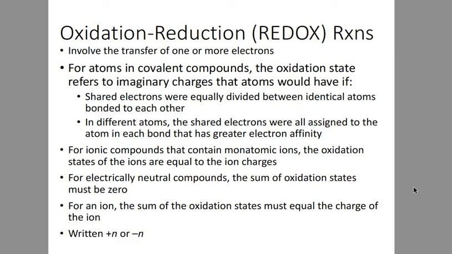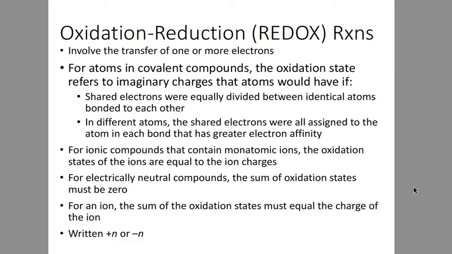There are some rules that we're going to go through with this, so that will hopefully help clarify things for you. In ionic compounds, it's very, very easy. The oxidation state is equal to the charge of the ion. So those ones are easy for people. Electronically neutral compounds, the sum of the oxidation states must be 0. So if I have a compound that does not have a charge on it, all the oxidation states need to sum up to 0. Some oxidation states will be negative, some will be positive. Overall, they all have to add up to be 0.